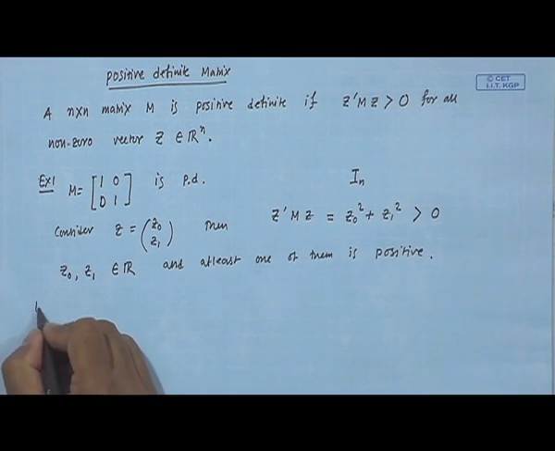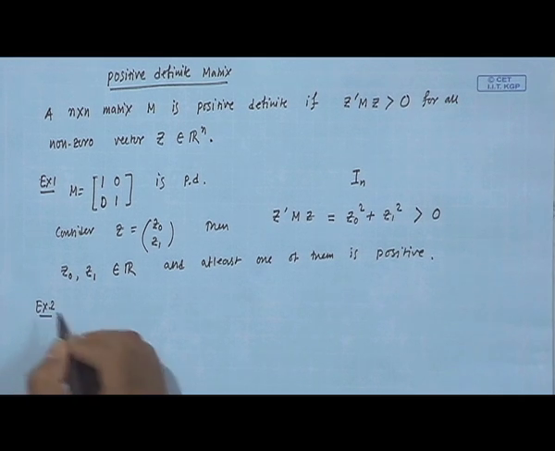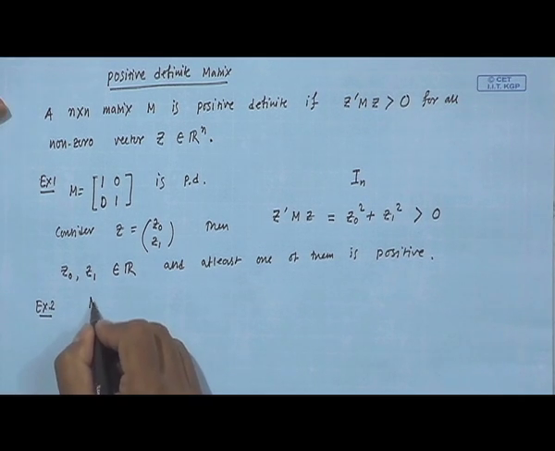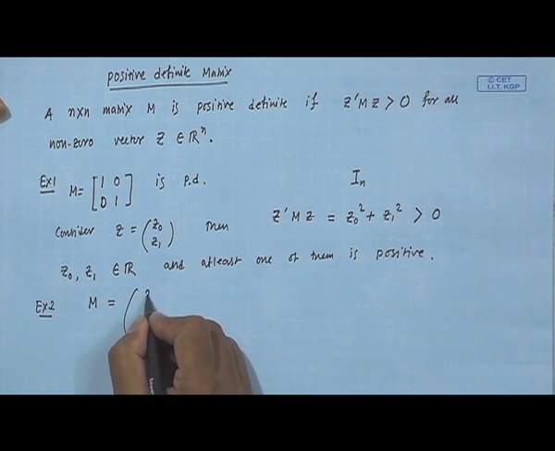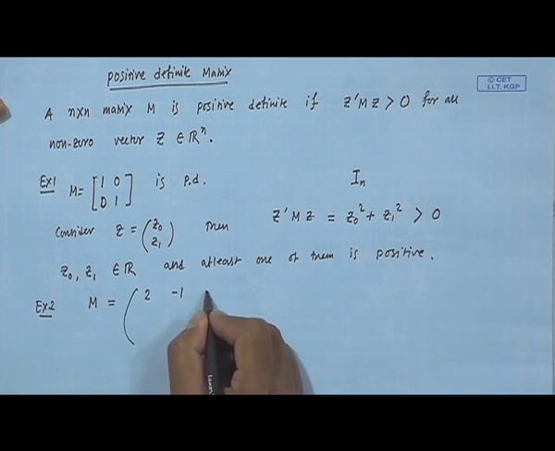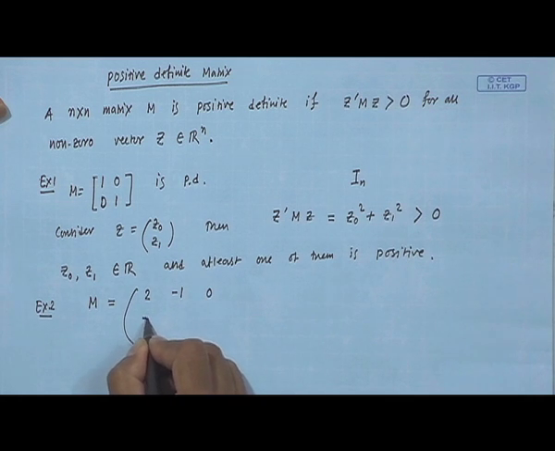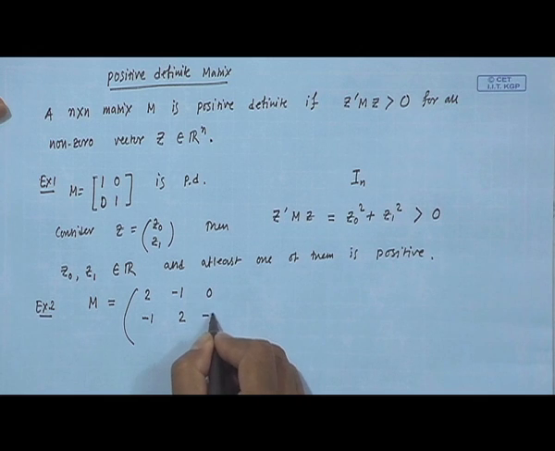Let me give one more example. Example 2: consider this matrix, which is equal to 2 minus 1 0, minus 1 2 minus 1, 0 minus 1 2.